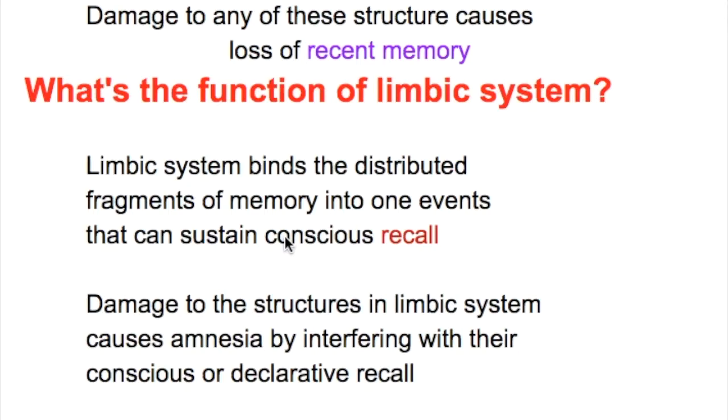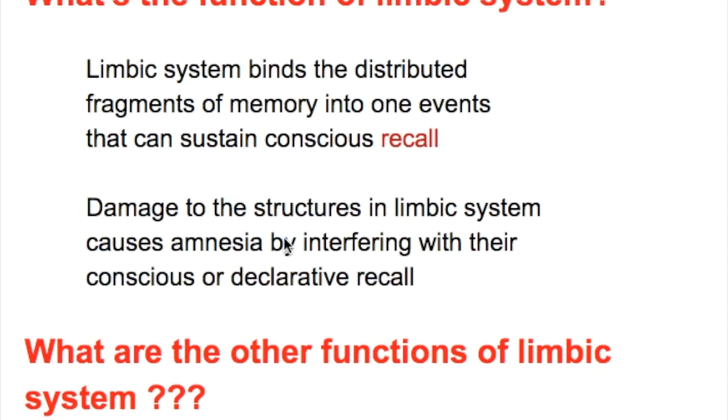What's the function of the limbic system? The limbic system binds the distributed fragments of memory into one event that can sustain conscious recall. Damage to the structures in the limbic system causes amnesia by interfering with their conscious or declarative recall.